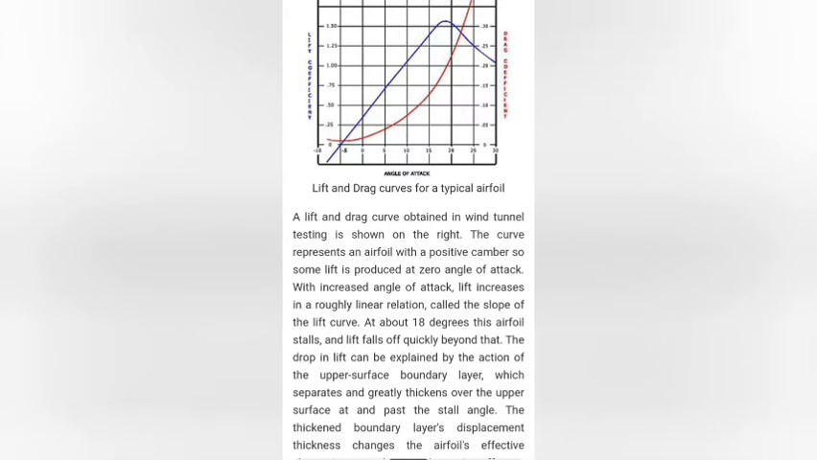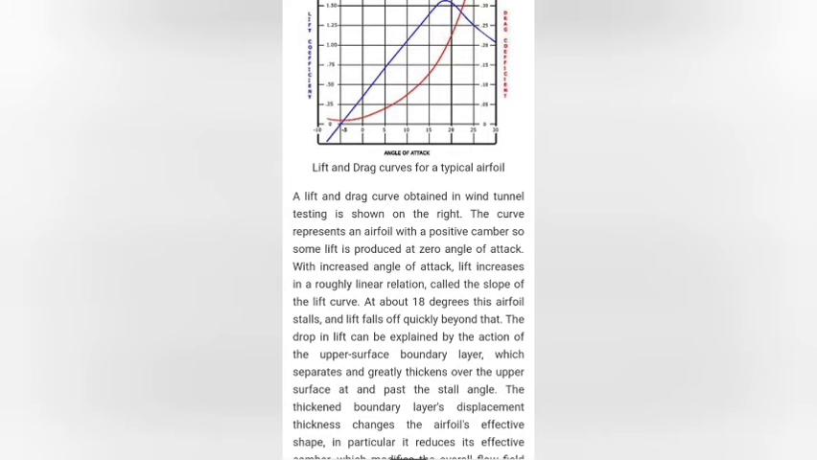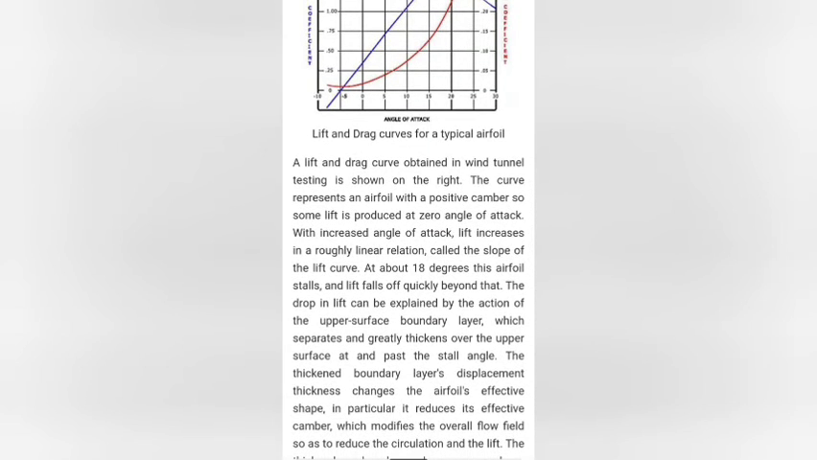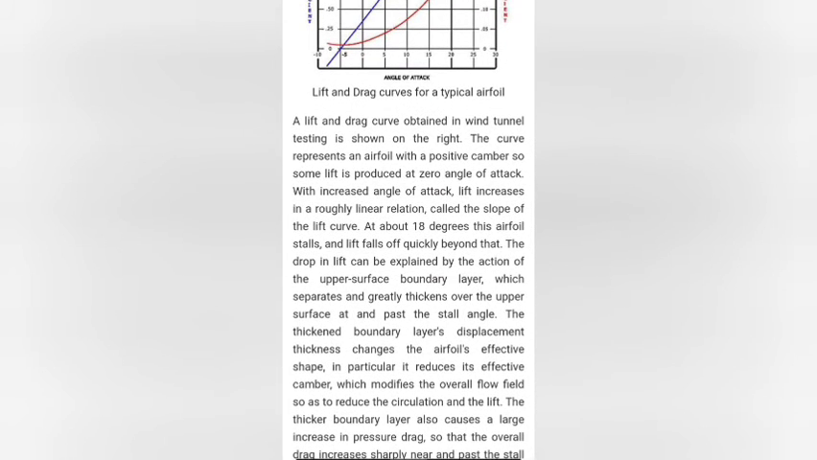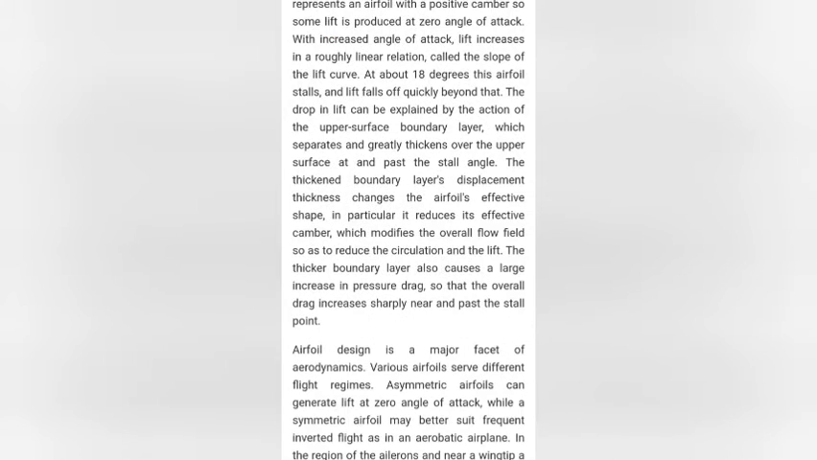The thickened boundary layer's displacement thickness changes the airfoil's effective shape. In particular, it reduces its effective camber, which modifies the overall flow field, so as to reduce the circulation and the lift. The thicker boundary layer also causes a large increase in pressure drag, so that the overall drag increases sharply near and past the stall point.